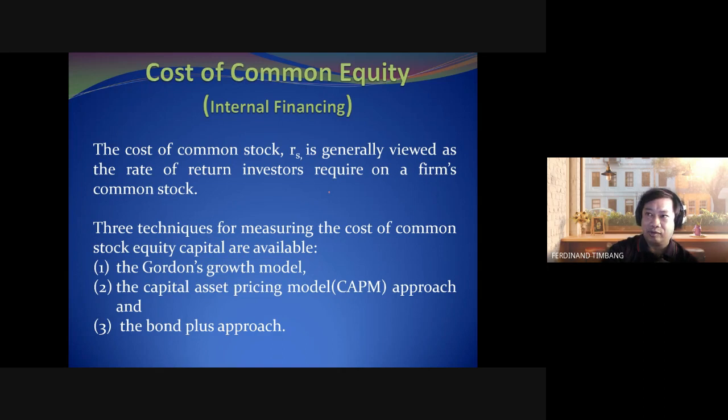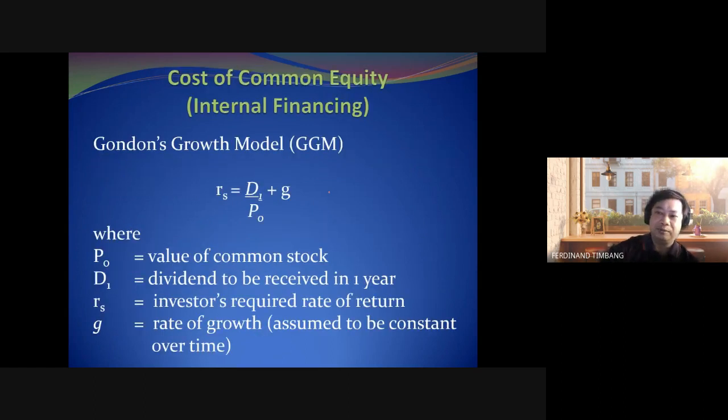Diba? So anyway, in using the cost of common equity or the internal financing, the cost of common stock RS is generally viewed as the rate of return investors require on the firm's common stock. So there are three ways to compute for the cost of common equity. One is the Gordon's growth model. The other one is the capital asset pricing model. And the last one is the bond plus approach.